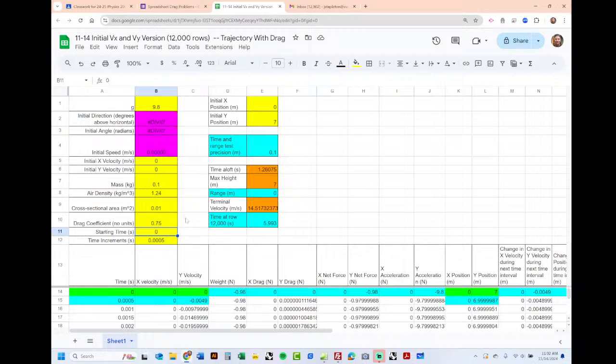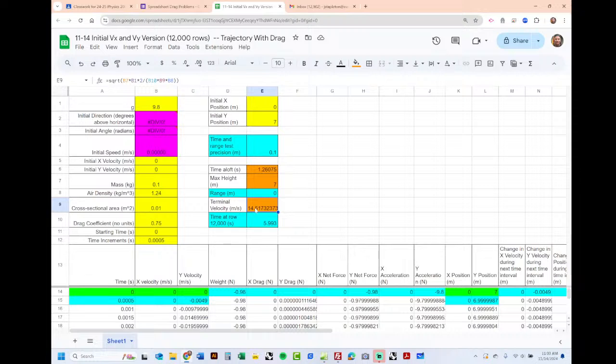Now, what is the terminal velocity? We've already got it calculated right here. It's 14.517 meters per second. So this just calculates it based on the air density, cross-sectional area, drag coefficient, and mass, and all that stuff. That should really be negative because it's down.